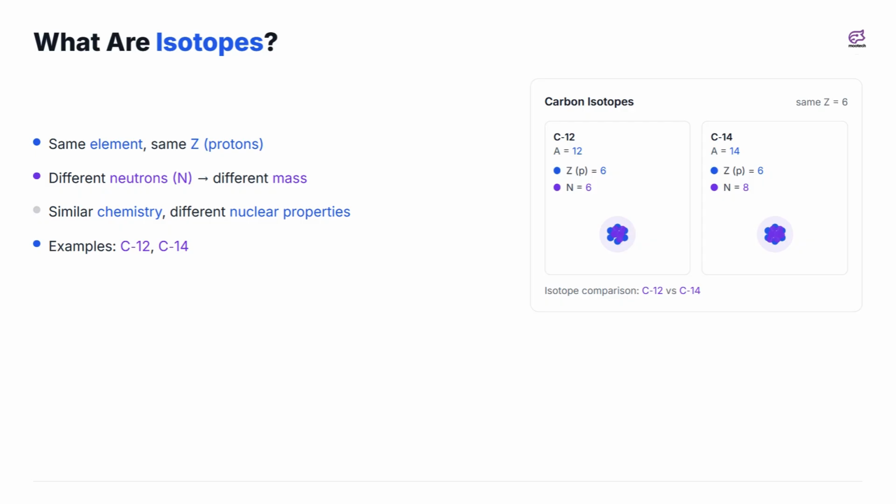To compare these carbon isotopes, let's look at their details. For C12, the mass number A is 12. It has an atomic number Z of 6, meaning 6 protons, and it has 6 neutrons. For C14, the mass number A is 14. It also has 6 protons, but it has 8 neutrons. This side-by-side comparison really highlights how the neutron count changes everything.